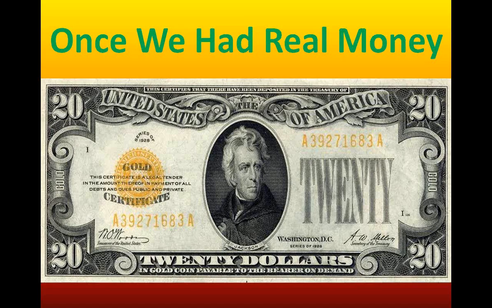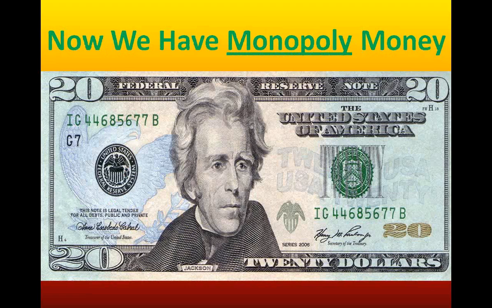So this is what American money used to look like back in the 1800s and early 1900s up until 1933. If you read from top to bottom, it says this certifies that there has been deposited in the Treasury of the United States of America $20 in gold coin payable to the bearer on demand. You see, now we have monopoly money. It doesn't even look like real money anymore.